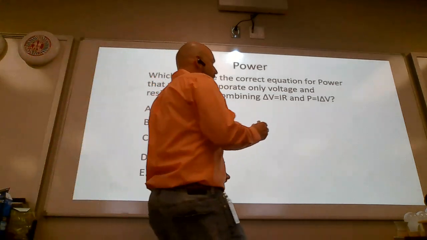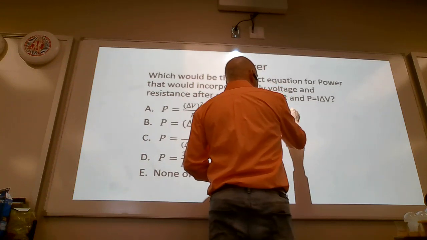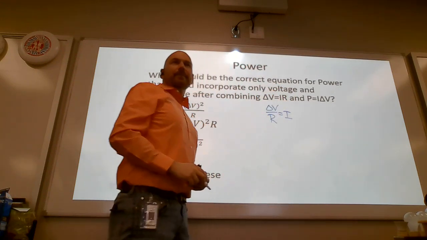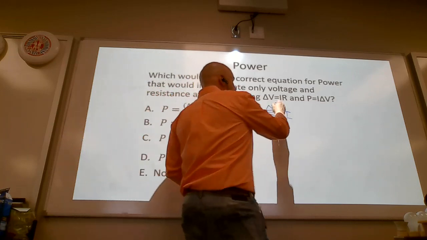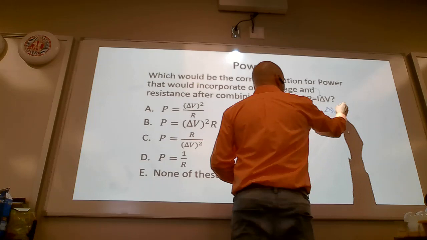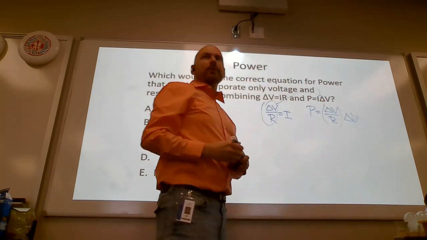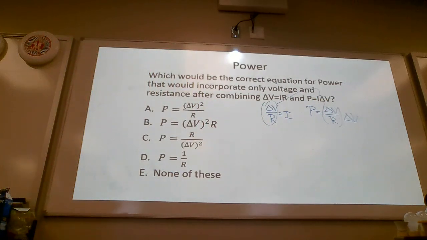Correct answer is A. So voltage over resistance is equal to current. I'm going to use that and substitute that in for current. So I get A. Good with that? Okay. Another equation that is helpful that you're not going to be given, that you need to be able to pull this maneuver.